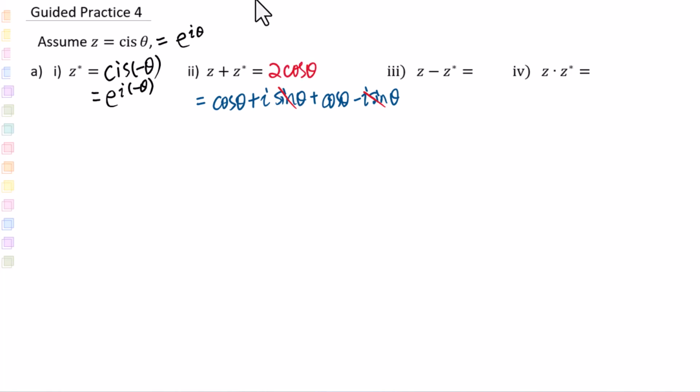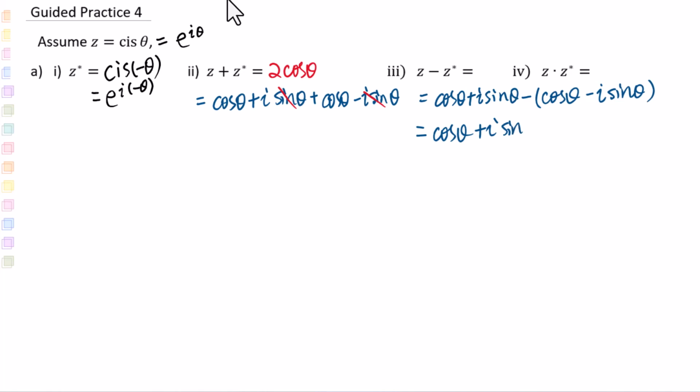For z minus z star, we have cosine theta plus i sin theta, minus cosine theta minus i sin theta, which equals cosine theta plus i sin theta minus cosine theta plus i sin theta. Cancel, and we get 2i sin theta.